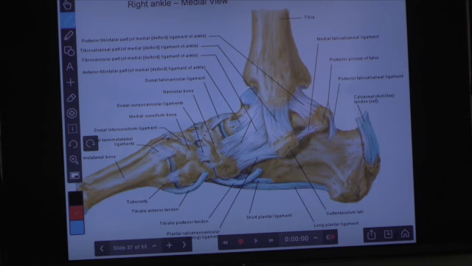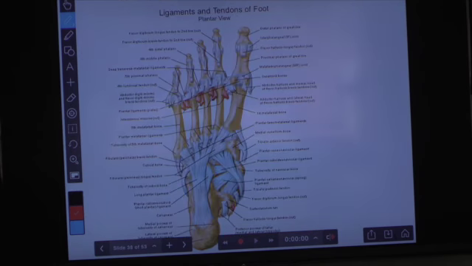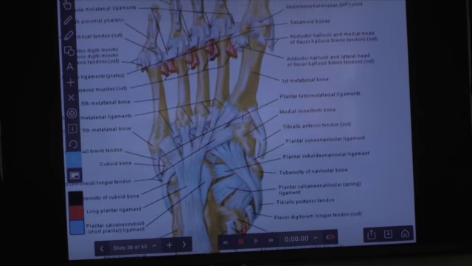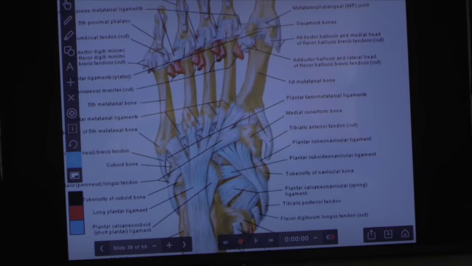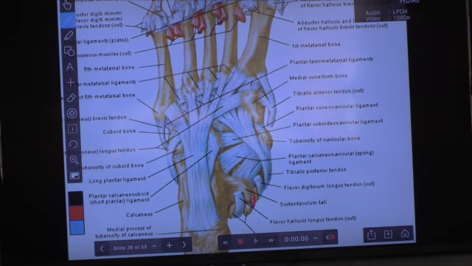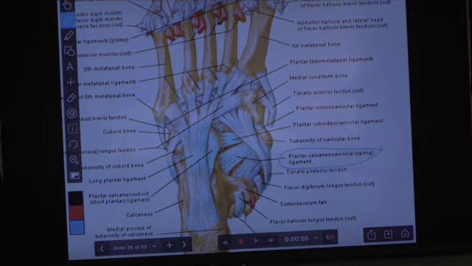All right, some other ligaments that are interesting, probably some of you know about it, is the spring ligament. The spring ligament is the main ligament of the arch. And here it is. There we go. Here is the spring ligament. It's the calcaneonavicular ligament. It's the main ligament of the arch.